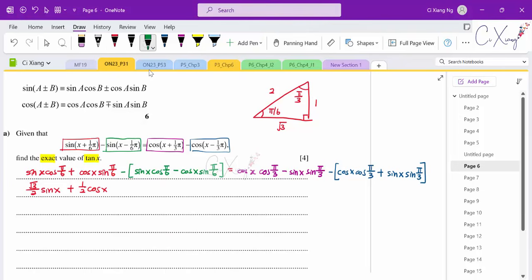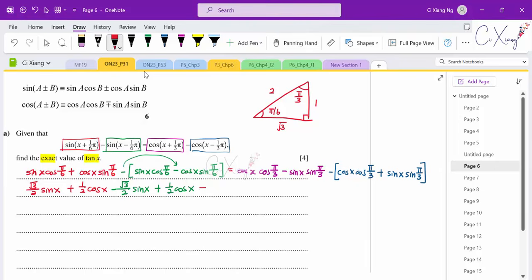Okay, so let's continue. Then for the next one, minus, I copy the minus. So what's the value for cos pi over 6? Again, cos pi over 6 will give you square root 3 over 2. Then sine x. So negative multiply with negative, we get a plus, right? Okay, so what's the value for sine 30 degrees? Sine pi over 6 will give you half. So half cos x.